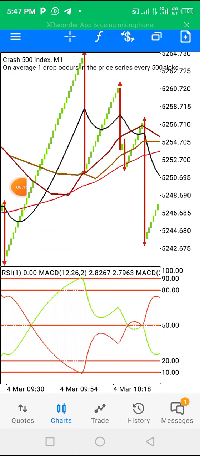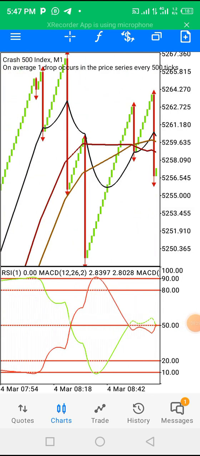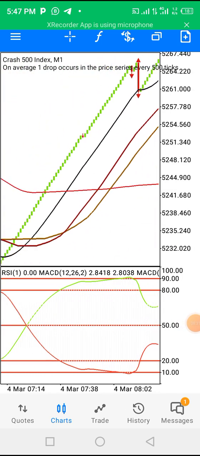Do you understand? Look at it. The green one above, the red one is below. What will happen? It will crash. So your exit, when it crashes, is when the red and the green intersect. Their intersection is your exit. Do you understand? So that is how the strategy is active, right?